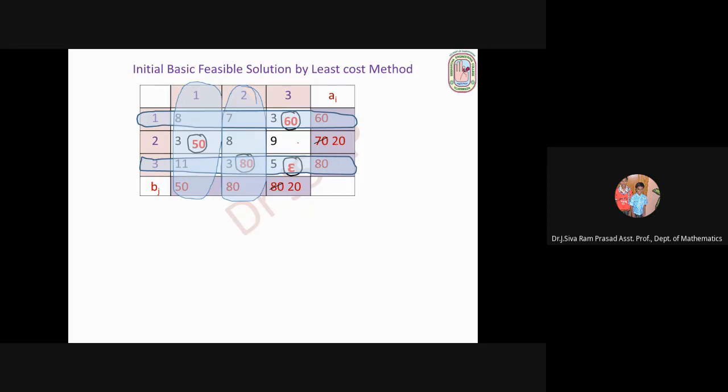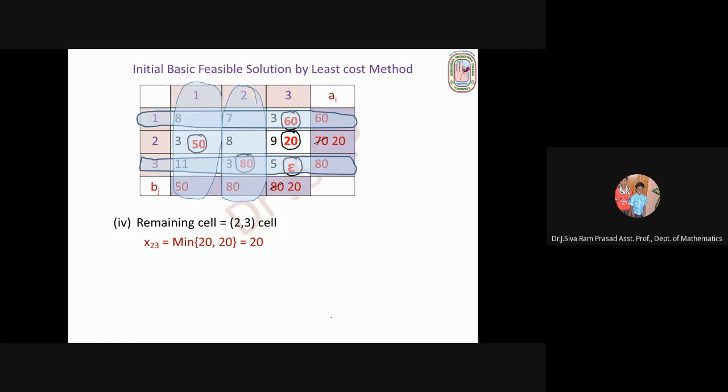Finally, we have only one cell, that is the 2 3 cell. For this cell, the available amount is 20 and the required amount is 20. Both are the same, so our calculation is right. So x23 equals the minimum of 20 and 20, which is 20. Write 20 in the 2 3 cell and circle it.